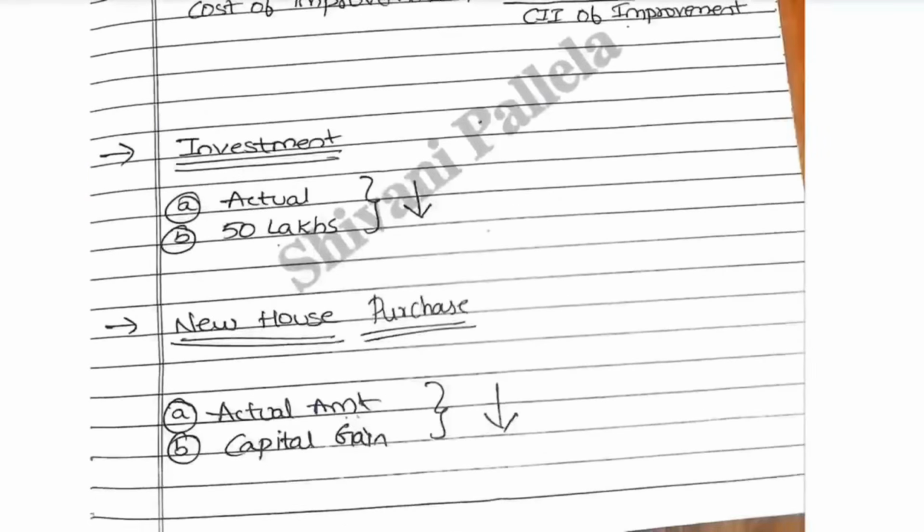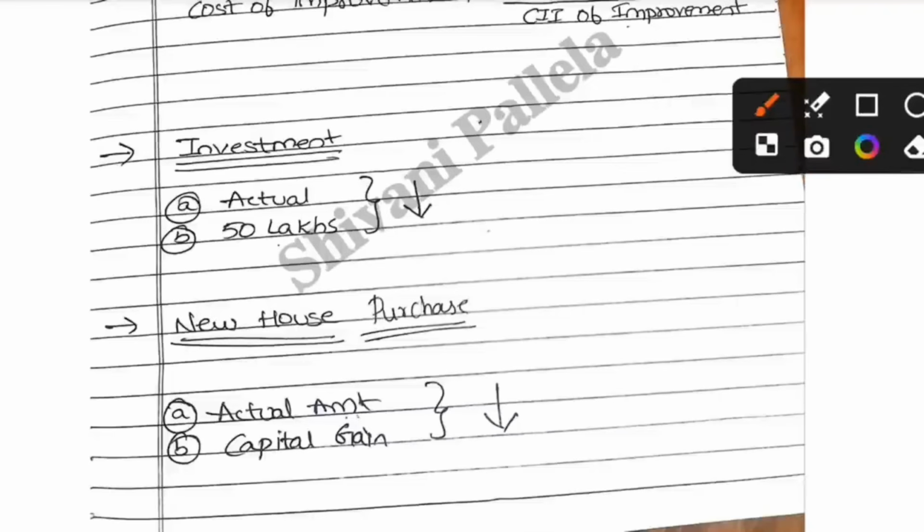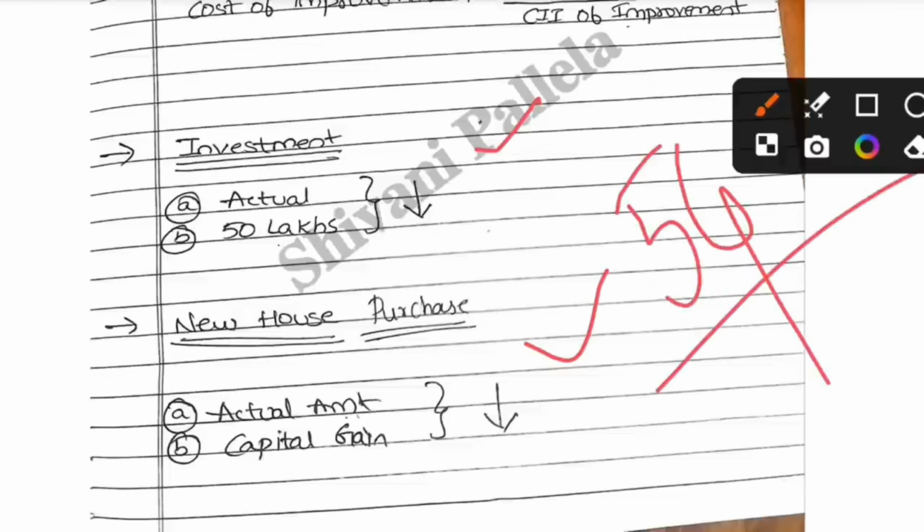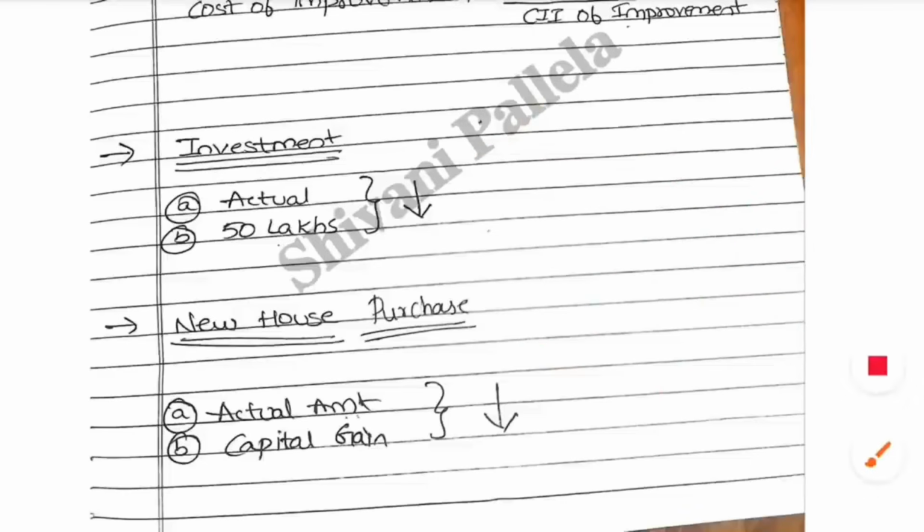When they are saying investments, when they are saying new house purchased, that time we need to do the exemptions under section 54. Actual amount, second one default 50 lakhs, whatever is the lowest you need to consider that only. And new house purchases, actual amount and capital gain, compare these two and whatever is the least we need to calculate in the table. So when in the question they specifically say investment and new house purchase, then only exemptions under section 54 will get. Yes, clear with this everything?